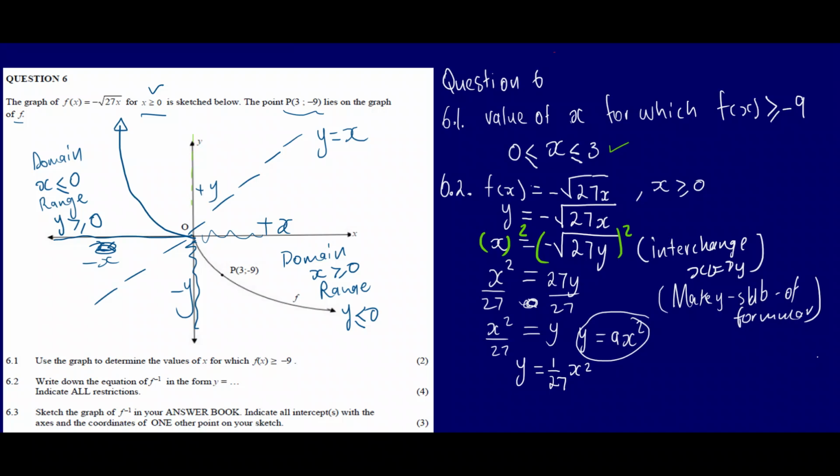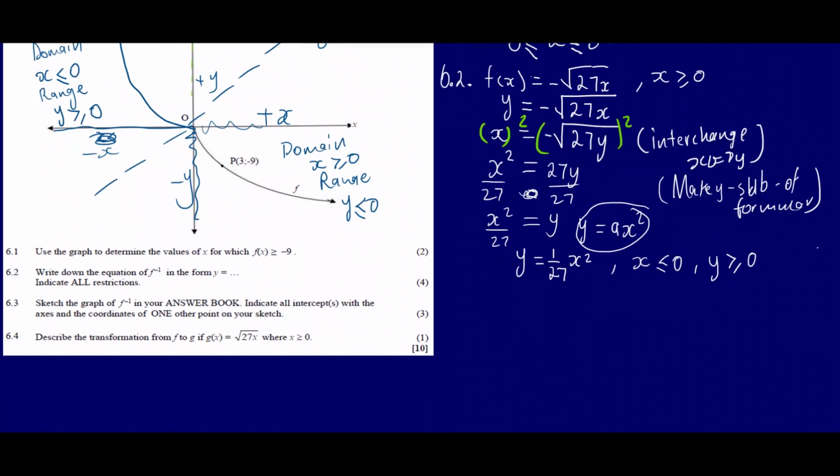They said we must include all the restrictions after looking at the inverse of that function. So what are those restrictions? Those restrictions are basically its domain and its range. So we can write that the domain is x less than or equal to 0, and the range is y greater than or equal to 0, right? So now let's move on to the next question.